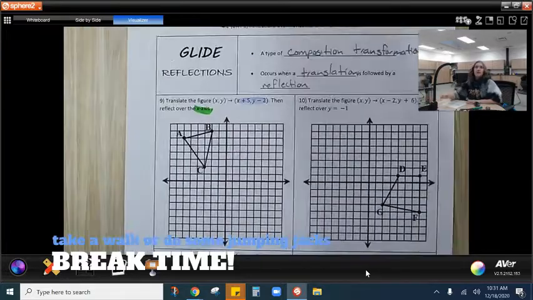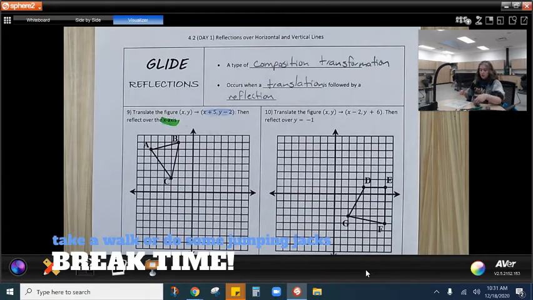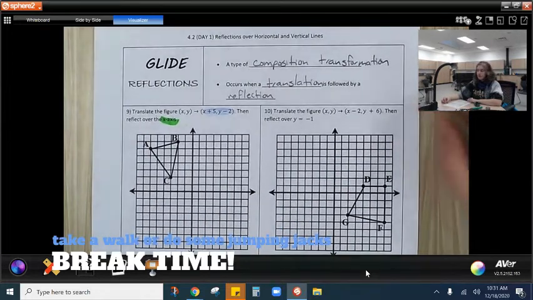Hello, geometry. I'm going to zoom out a little bit. Here we go. So this is the last part of reflections that we're going to talk about, and I just want you aware of this. You'll see it on the SBA later this spring. It's called glide reflections.